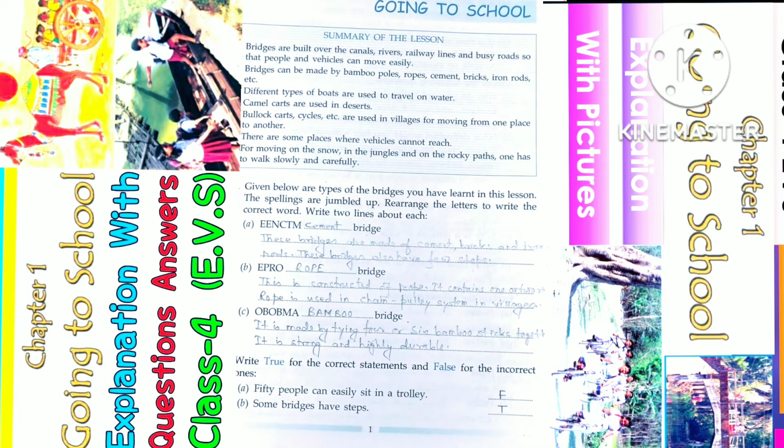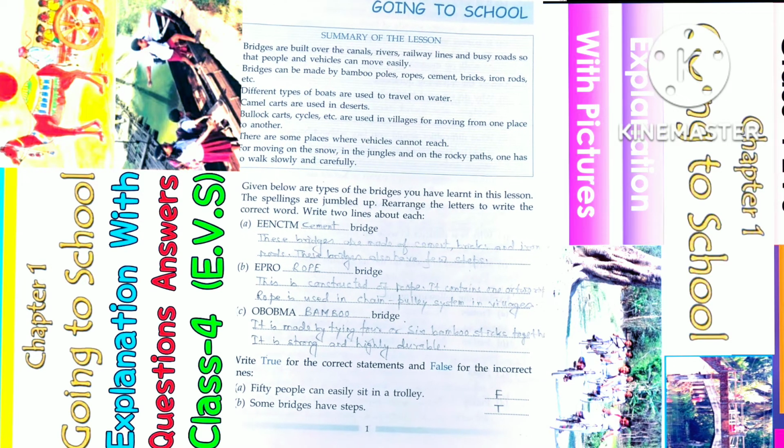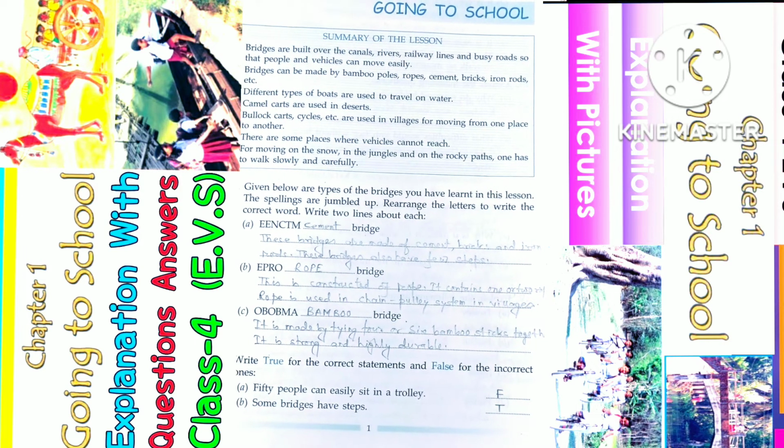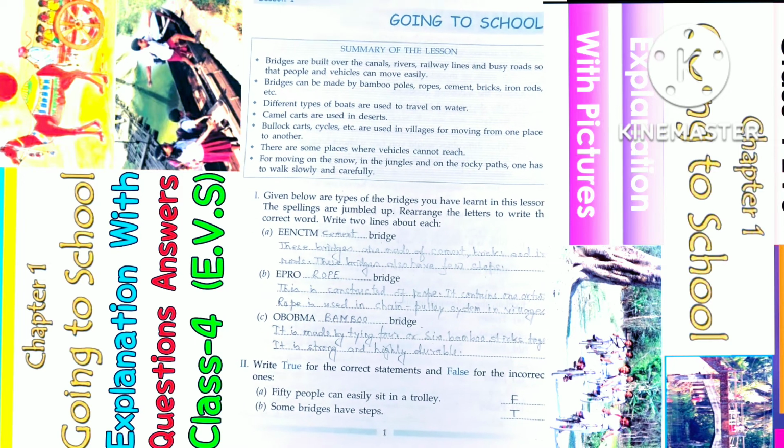See, OBOBMA bridge. So the correct word will be bamboo. BAMBOO. It is made by tying 4 or 6 bamboo sticks together. It is strong and highly durable.